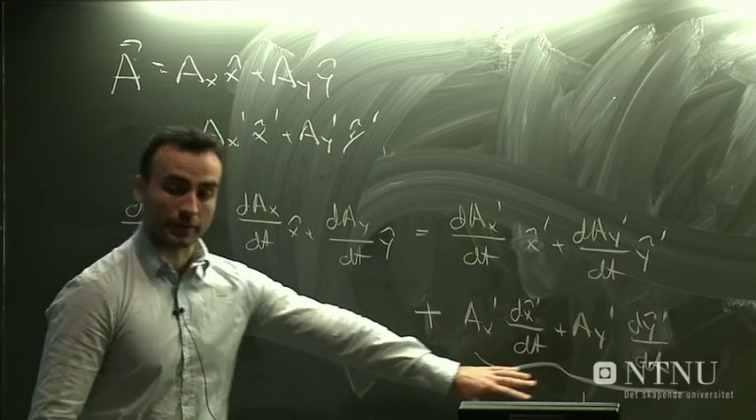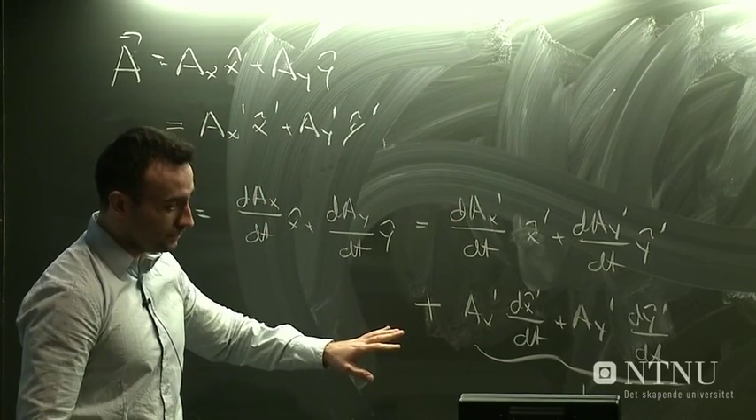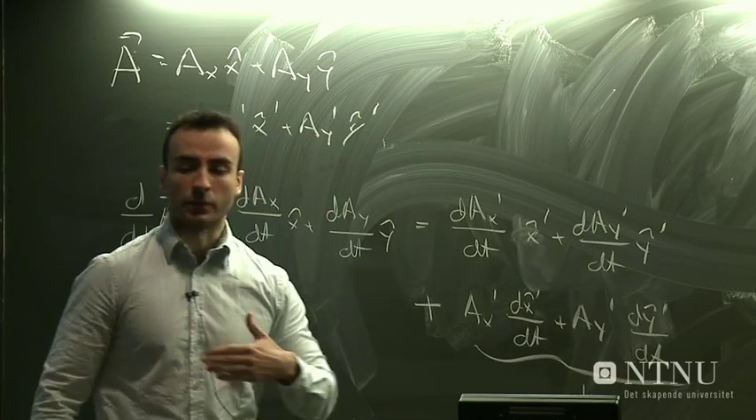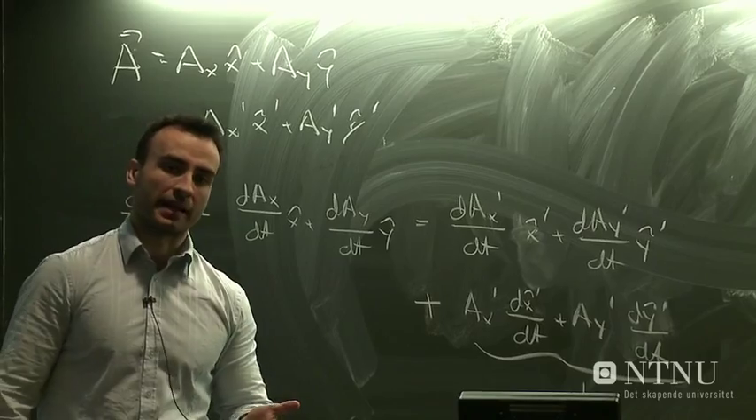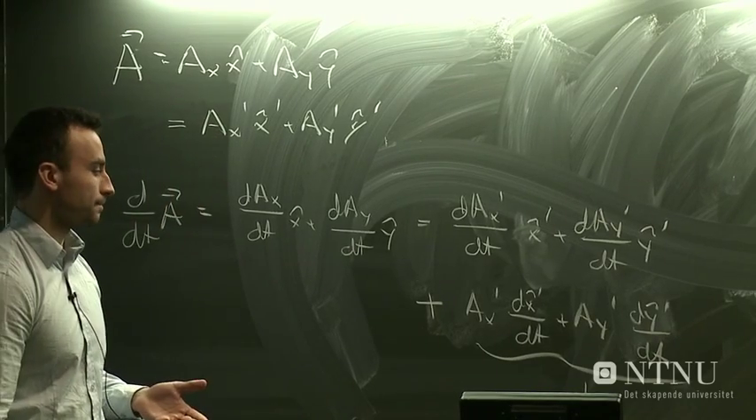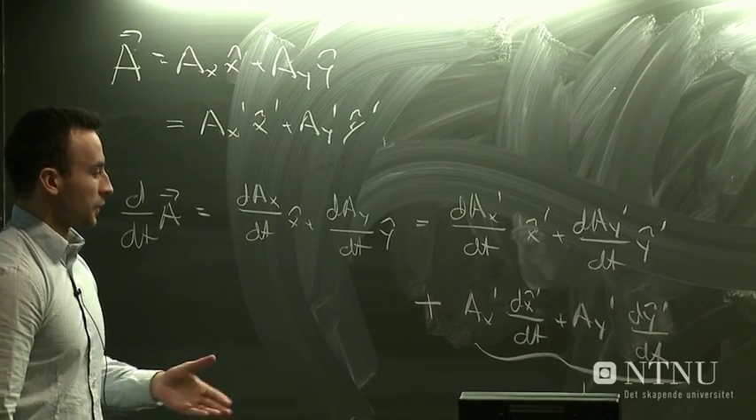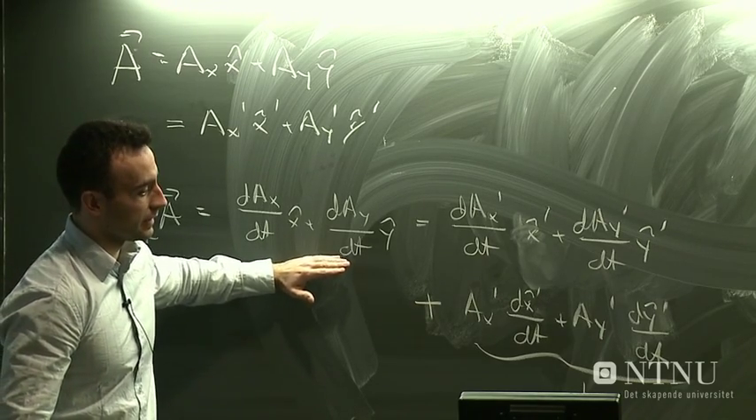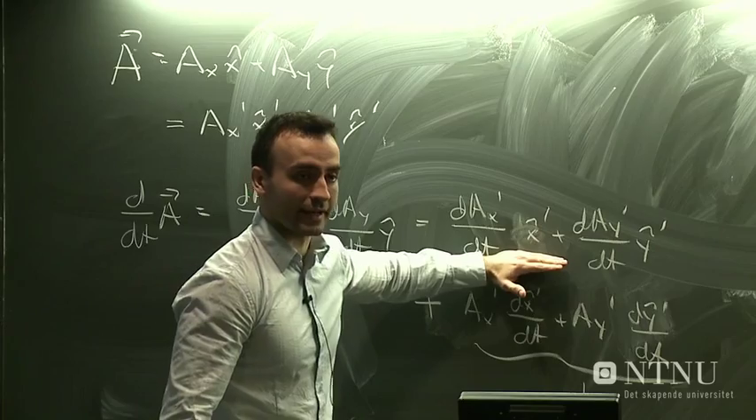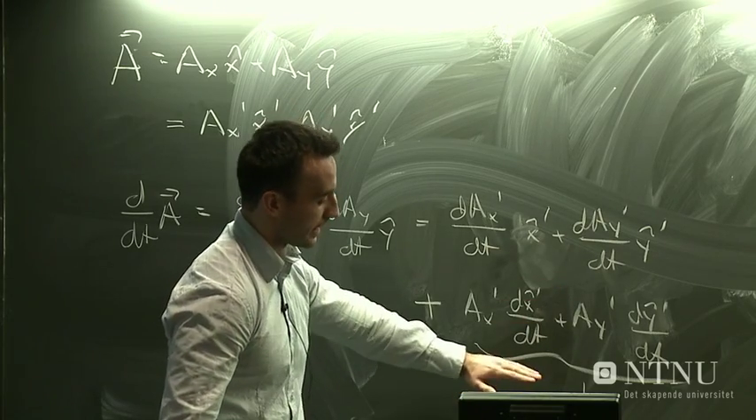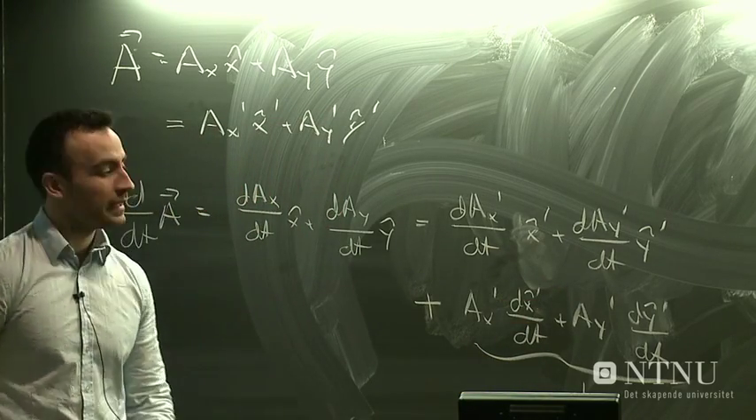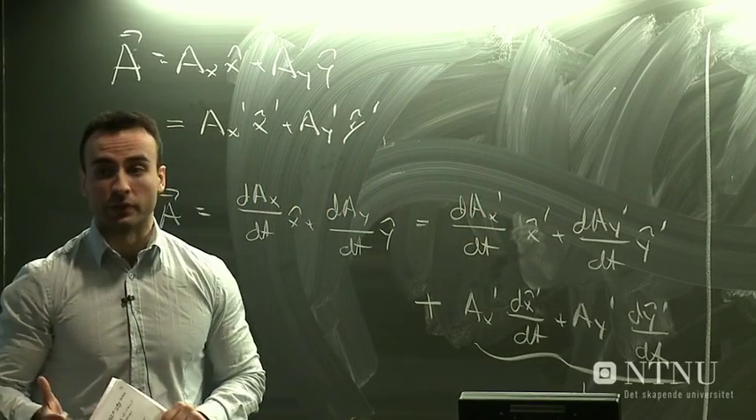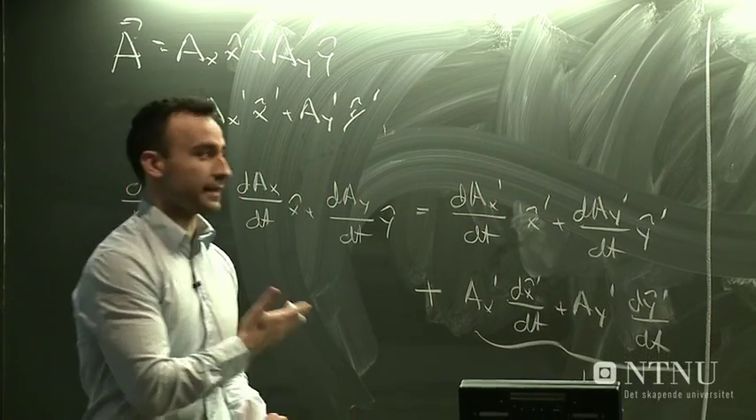So this is an extra term, which stems from the fact that the unit vectors in this rotating coordinate system change with time, since it's rotating. So you can see that the time derivative of the vector as seen in the stationary system is equal to the time derivative of the vector as seen in the rotating system plus this extra term. And we derived a general operator relation which expresses precisely this fact.